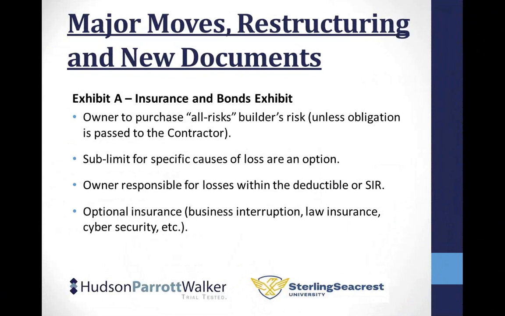And I've got it as we go through this. I've got the actual snapshot of the exhibit itself. But the default position on the builder's risk is that the owner will purchase it. I think that's the same. That's a carryover from the current document. Of course, any of these things can still be negotiated and lined out and changed, right? So this is just where your starting point is.